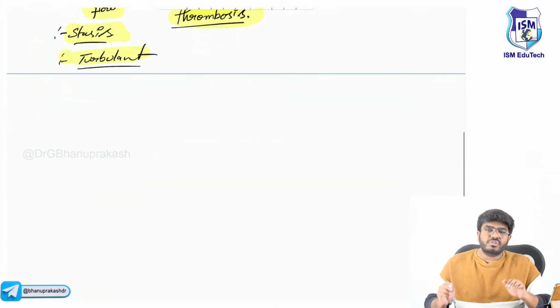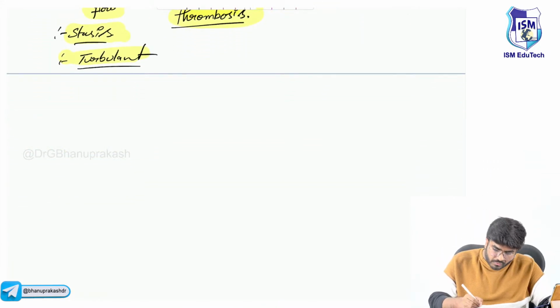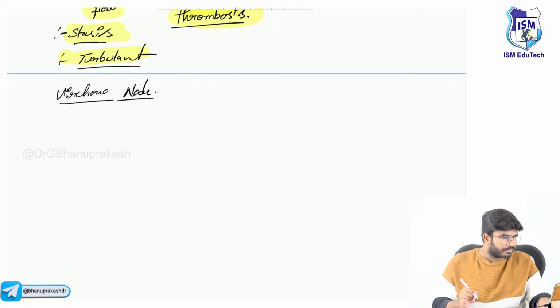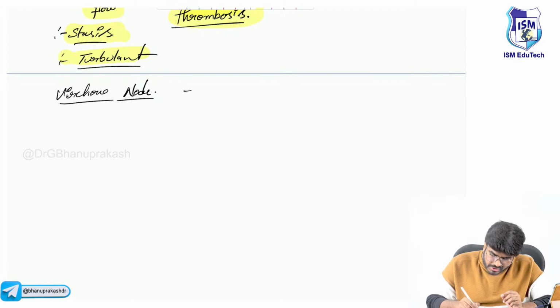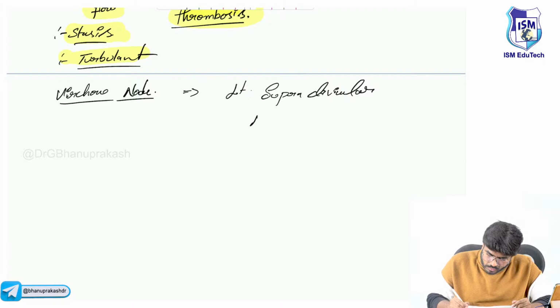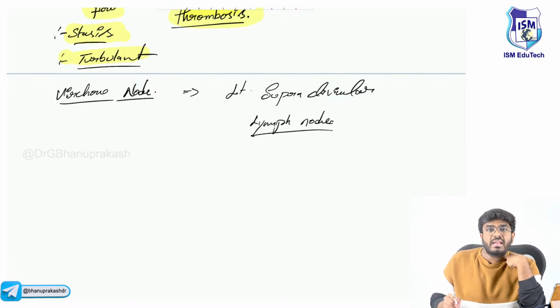Now after this, what else should you know? There is something called the Virchow node. Guys, can you tell me what exactly is the Virchow node? The Virchow node is the left side supraclavicular lymph node, which is affected. This left side supraclavicular lymph node will be affected in a condition, sir.